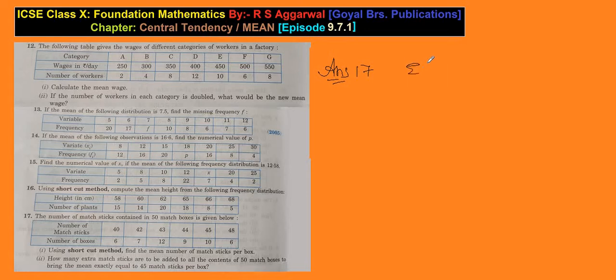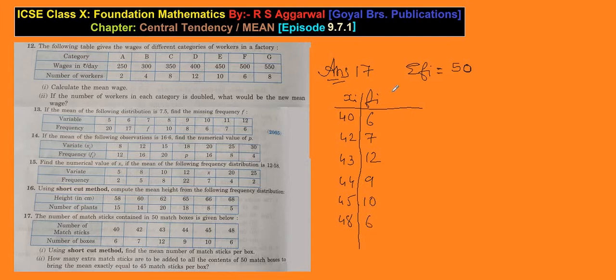Sum 17. Sigma Fi is given how much? How many boxes are there? 50 boxes are there. So 50 is our sigma Fi. So we will write down the Xi and we are going to write down Fi. Now Xi is 40, 42, 43, 44, 45 and 48. And Fi is 6, 7, 12, 9, 10 and 6.